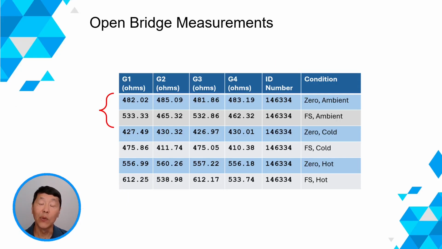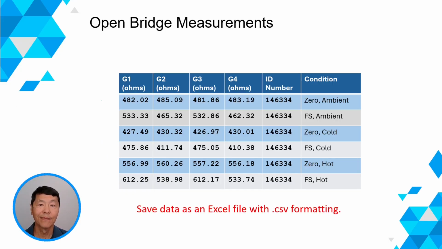The first set of 2 rows contains the gauge data measured at the 0 and full-scale load at ambient. The second set of 2 rows contains the gauge data measured at the 0 and full-scale load at cold. And the third set of 2 rows contains the gauge data measured at the 0 and full-scale load at hot. Once the data has been collected, they should be saved in an Excel file with CSV formatting.